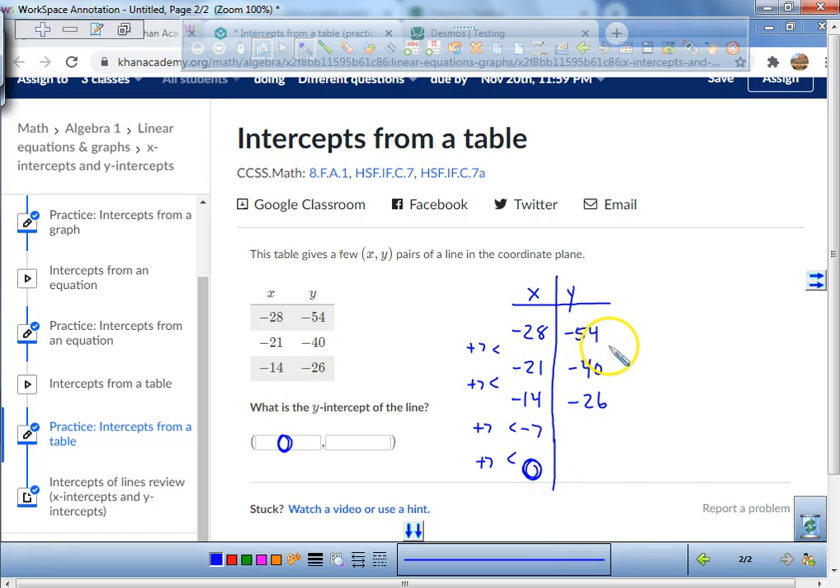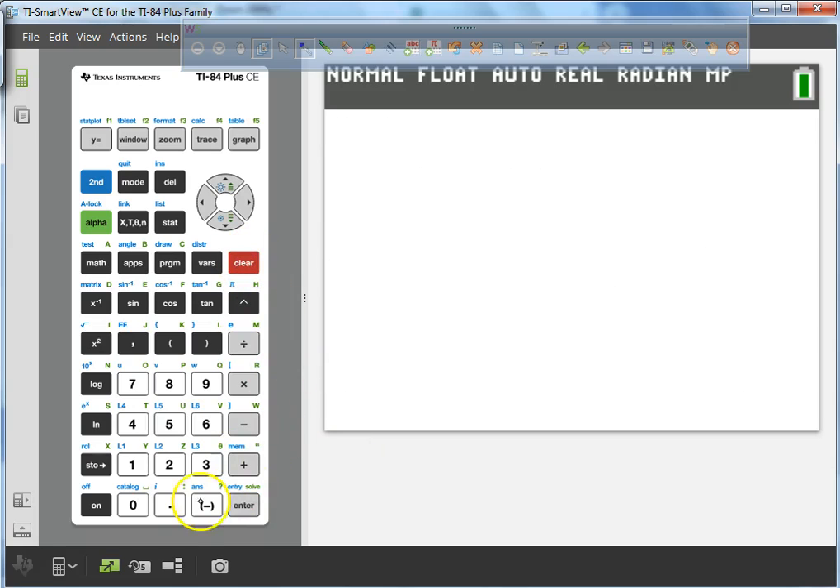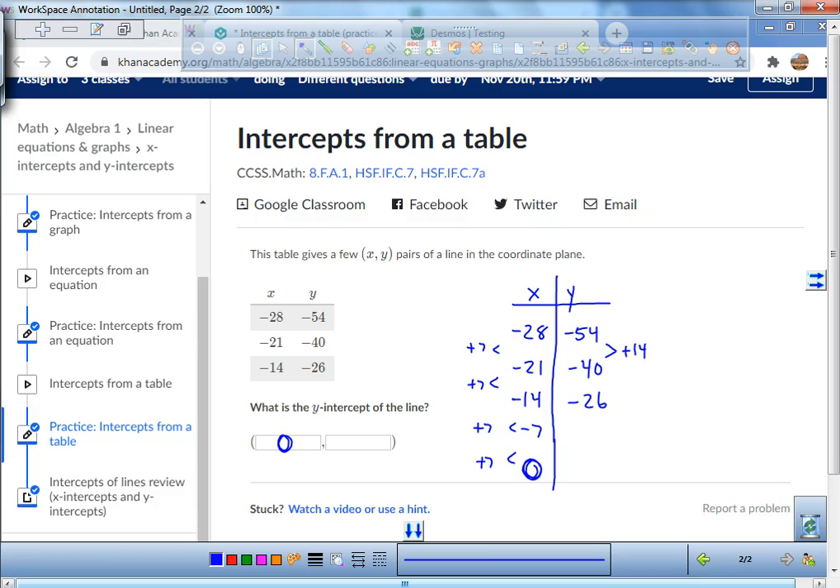So now all I got to do is just look at my gaps in my y's. What's happening to go from a negative 54 to a negative 40? It looks like I am adding 14. Now, if that doesn't make sense, it's okay. Just make sure you guys know it makes sense. Ready? If I'm at negative 54 and I add 14, what do I get to? I get to negative 40.